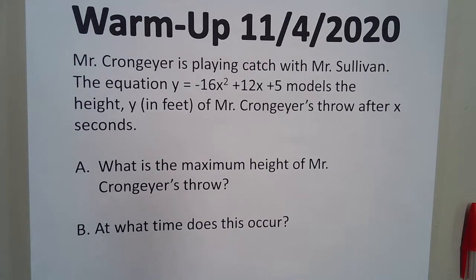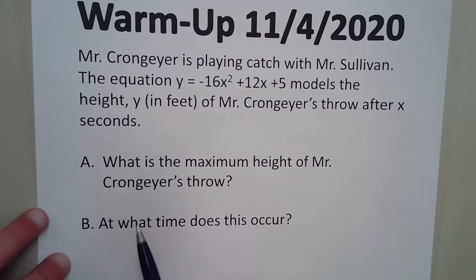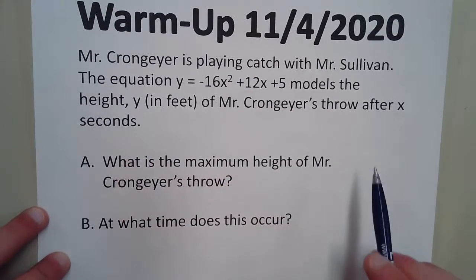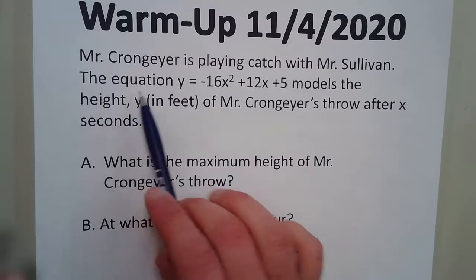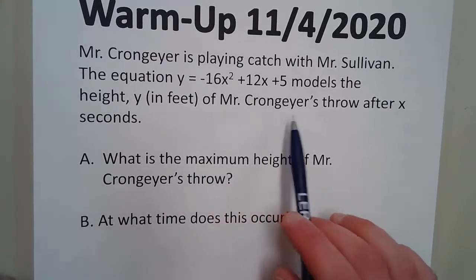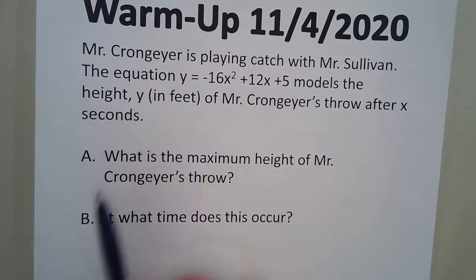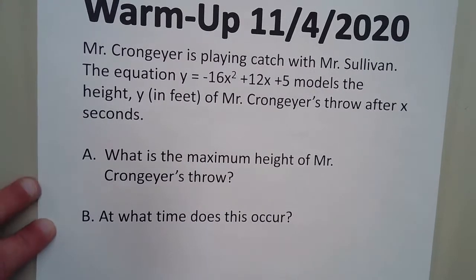All right, warm up today. Remember, we do have a quiz tomorrow, so this is going to touch on some of those main concepts. It says, Mr. Kronger is playing catch with Mr. Sullivan. This equation right here models the height y in feet of Mr. Kronger's throw after x seconds. So as x seconds pass, this outputs whatever height the ball is at. What's the maximum height of his throw, and what time does this occur?